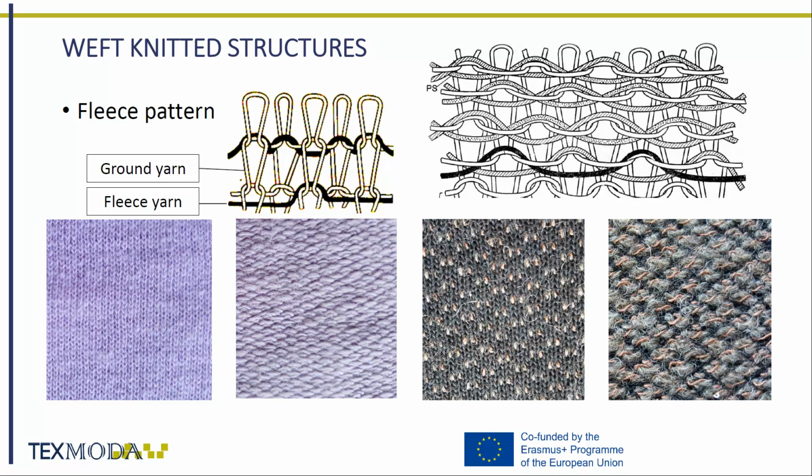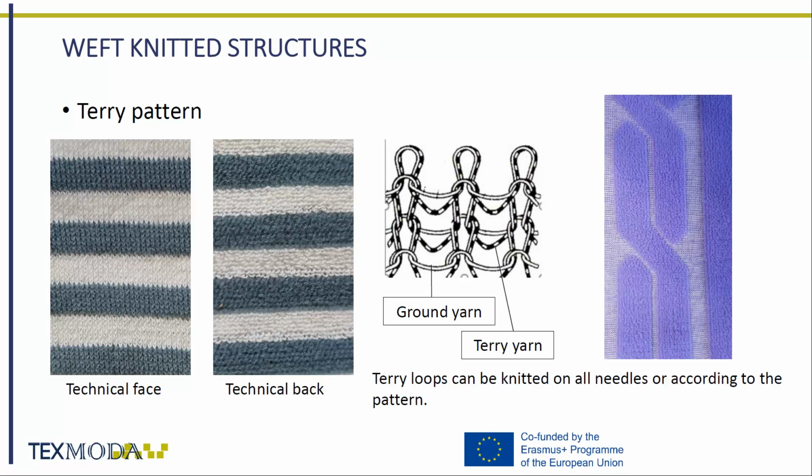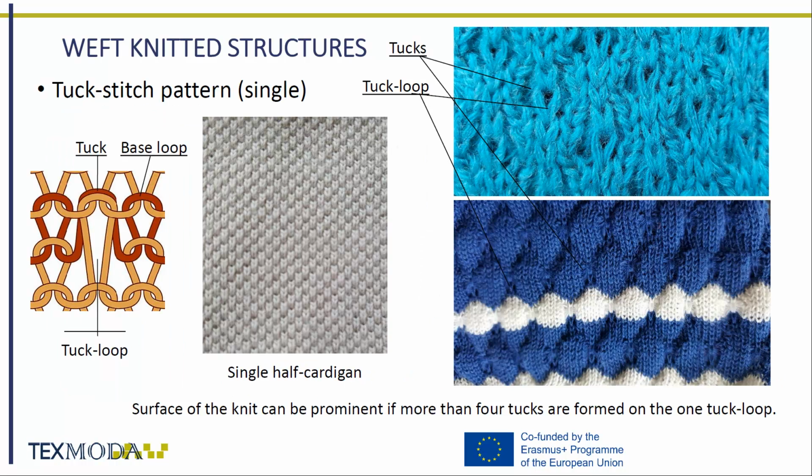Weft fleece pattern is knitted on a single needle bar knitting machine and is constructed of the ground yarn and one or more fleece yarns. Terry pattern is knitted by laying two yarns, ground and terry. The terry loops are longer than the base loops and situated on the technical backside.